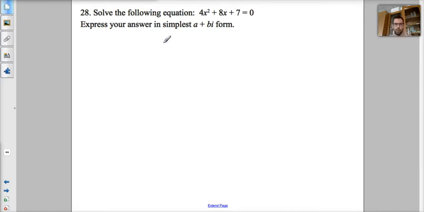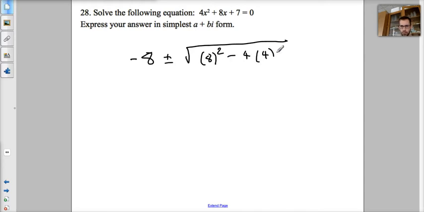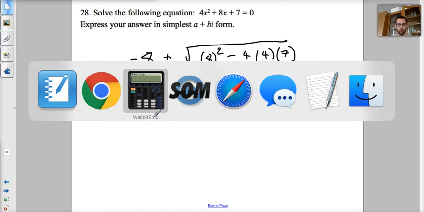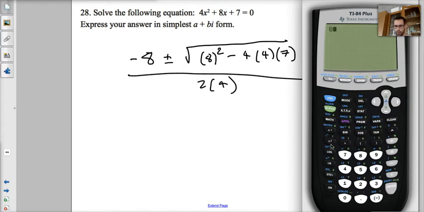All right, 28. Solve the following equation. Express your answer in simplest a plus bi form. All right. Imaginary numbers are going to happen, so I'm going to use quadratic formula. So opposite of b plus or minus the square root of b squared minus 4 times my a term, which is 4, times my c term, which is 7, all over 2 times my a term, which again is 4. My calculator do the work here for a second. So 8 squared minus 4 times 4 times my c term, which is 7.